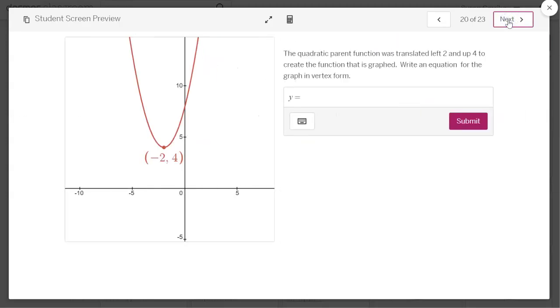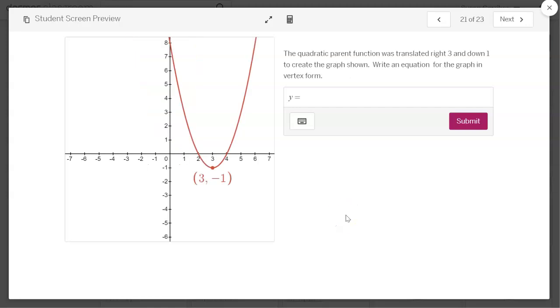This quadratic parent function was translated left 2, up 4. So if the quadratic parent function was translated so that it looks like this one, then write an equation in vertex form. The quadratic parent function was translated right 3 and down 1 to create this graph. Write an equation in vertex form.